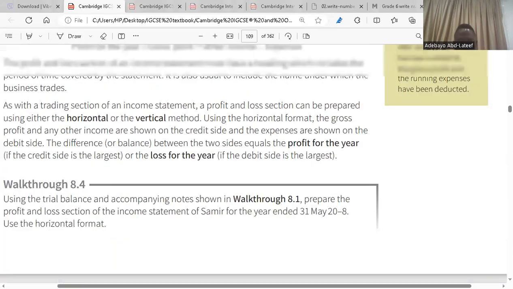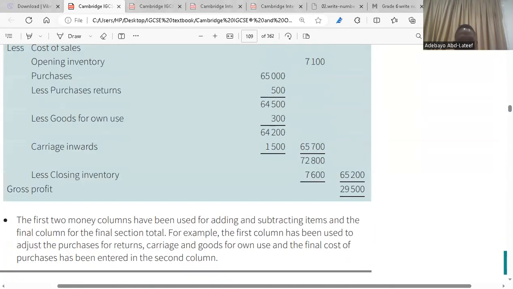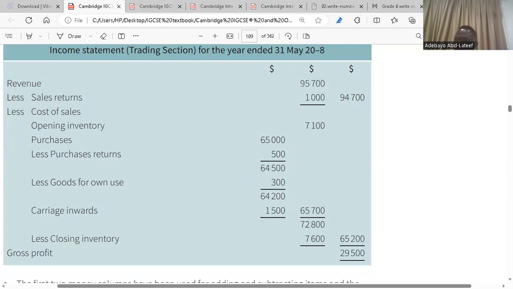So for the income statement, like I told you earlier, we have our revenue. You less revenue returns. Your purchases, you less purchases returns. You add carriage, you add opening inventory. You less goods for own use. You less closing inventory. The total of this will give you your cost of goods sold, or cost of sales.